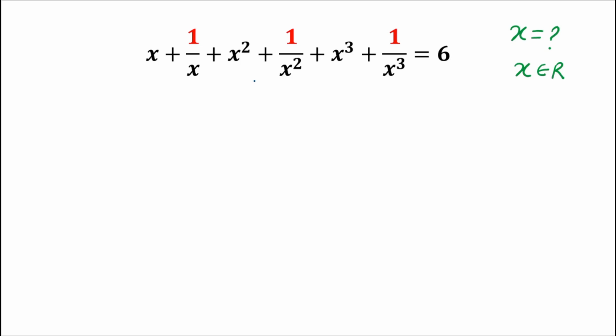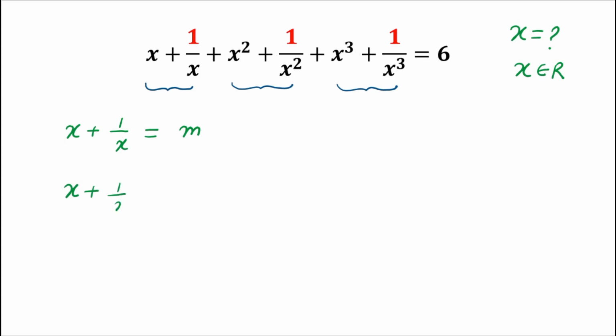In this question we will apply substitution because, look carefully, on the left hand side we have x plus 1 over x, x power 2 plus 1 over x power 2, and x power 3 plus 1 over x power 3. Here if we substitute x plus 1 over x equal to m, now we find the value of the expression x power 2 plus 1 over x power 2 in terms of m.